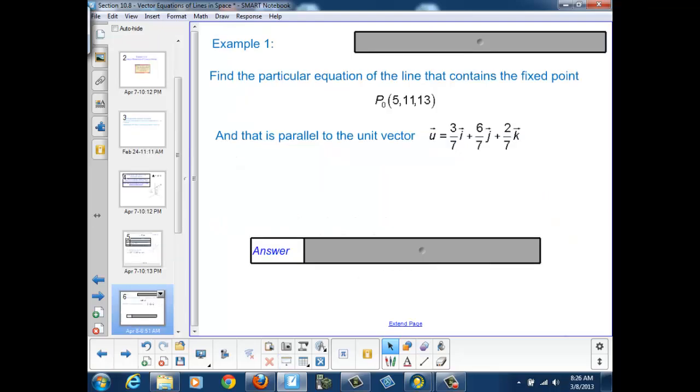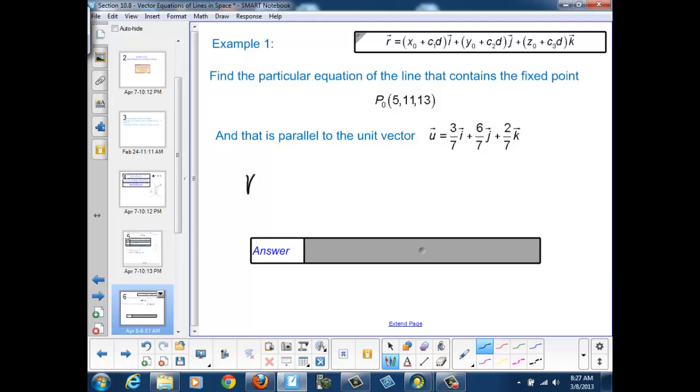Now let's look at an example. We want to find the particular equation of the line that contains the fixed point (5, 11, 13) and that is parallel to the unit vector 3/7 i plus 6/7 j plus 2/7 k. Well, let's remind ourselves of what the equation for a line looks like. Now remember, it's simply three separate linear equations where our variable is d instead of x. So this actually becomes a fairly straightforward problem.